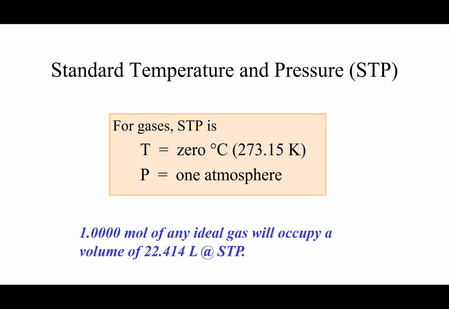So the deal is if you take PV equals nRT, and you plug in a pressure of 1 atmosphere, a temperature of 273.15 Kelvin, and 1 mole of your gas, the volume of that gas will occupy 22.414 liters. You'll see that in chemistry problems. At standard temperature and pressure, 1 mole of gas will occupy that volume, 22.414 liters.